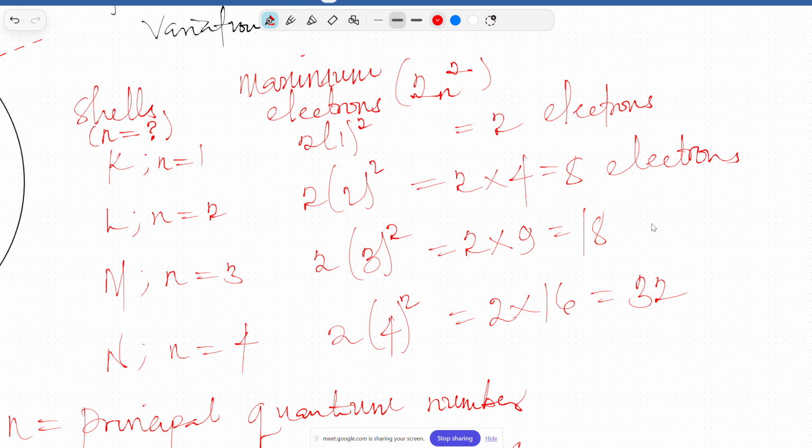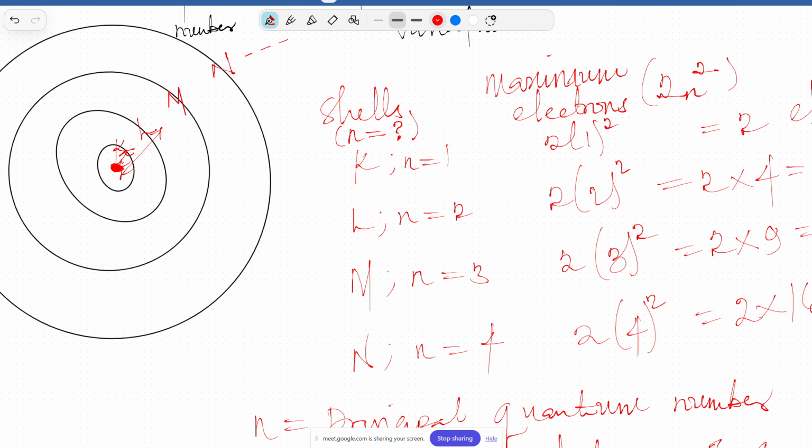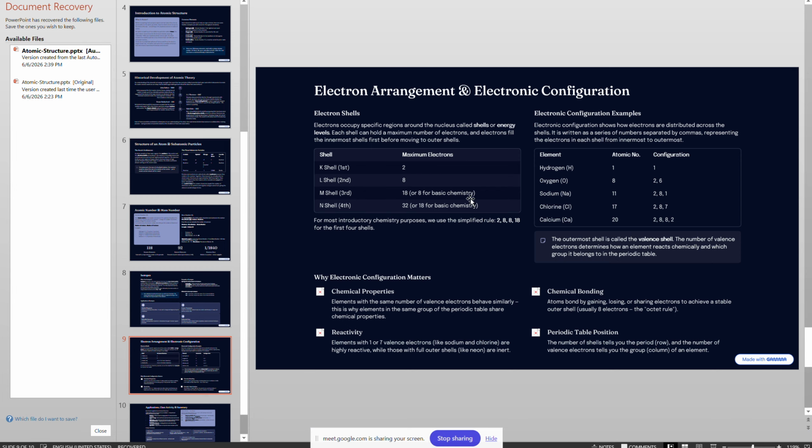maximum of 8 electrons, M maximum of 18 electrons, N maximum of 32 electrons. So that is what we'll be trying to say on this slide.